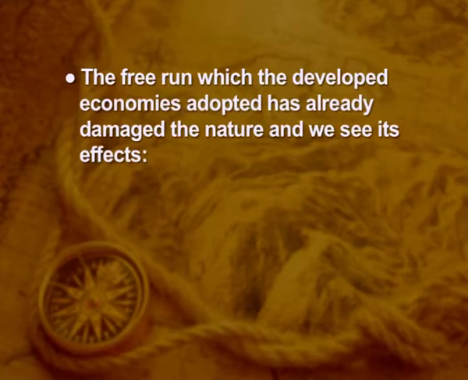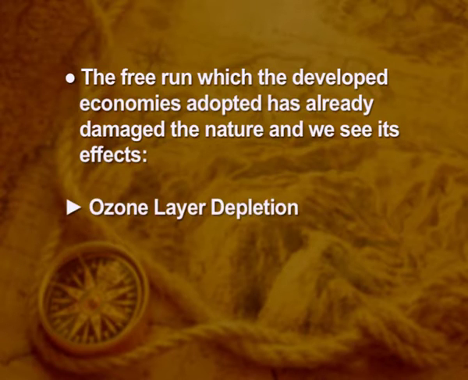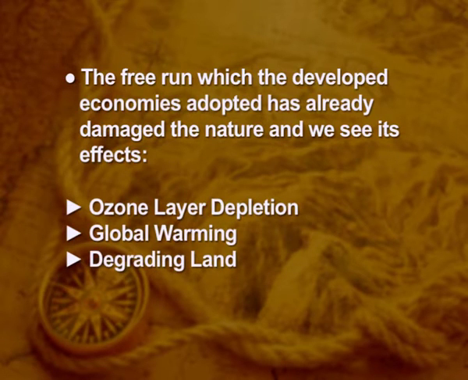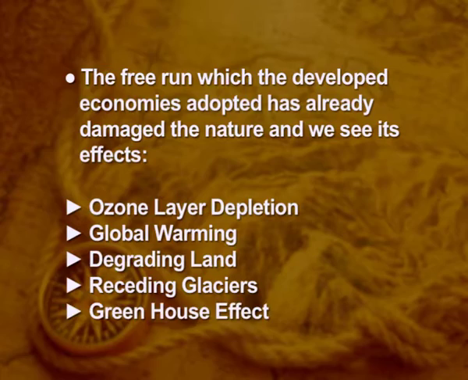We must learn the judicious use of resources. Excessive exploitation of nature would bring adverse effects. The free run which the developing economies adopted has already damaged the nature, and we see its effects. To mention a few: ozone layer depletion, global warming, degrading land, receding glaciers, and greenhouse effect. We can conquer nature by obeying it. We have to respond to the warning signals and restrict our activities. That is what he meant by traffic signal.